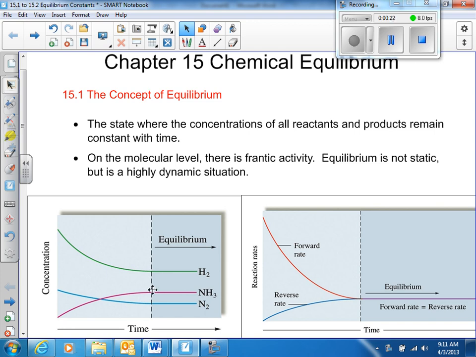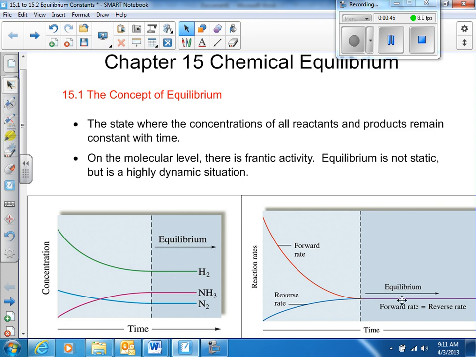constant with time. So if we look here, here we have concentration, here we have time. Notice the concentrations are not changing at this time. After this particular time right here, the concentrations of H2, NH3, and N2 are all constant. So we would say we are at equilibrium as soon as all the concentrations stop changing.